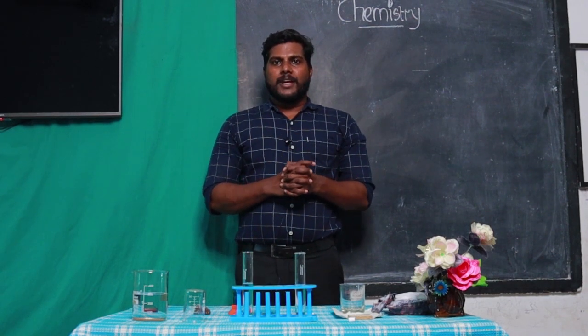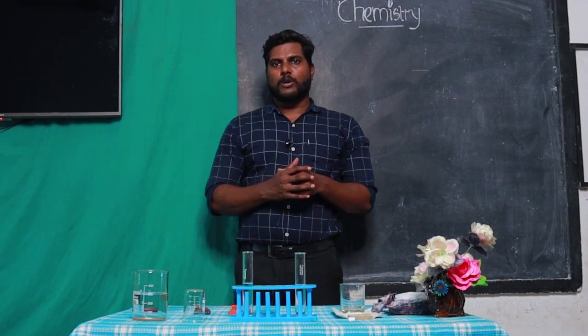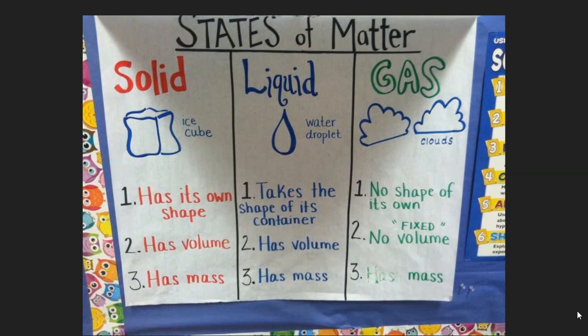Okay, we discuss based on a table. Everyone look at this screen. Let us analyze the table: solid, liquid and gas. For solid, we take ice cubes. For liquid, a water droplet. For gas, we are considering clouds. A solid has its own shape. A liquid takes the shape of its container, and the gaseous state has no shape of its own.